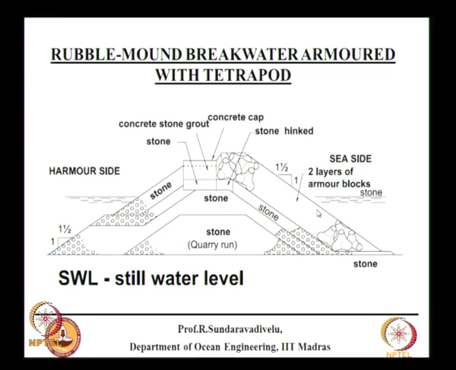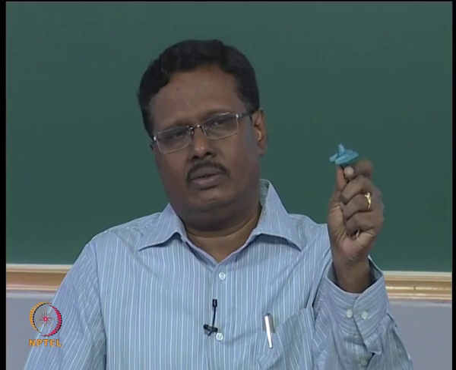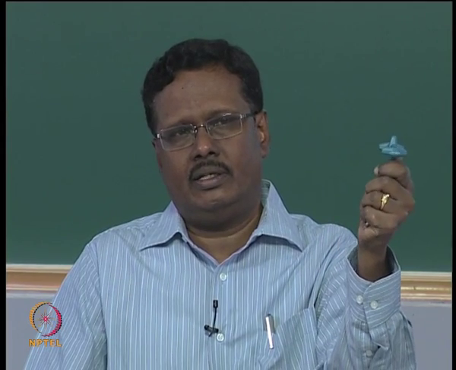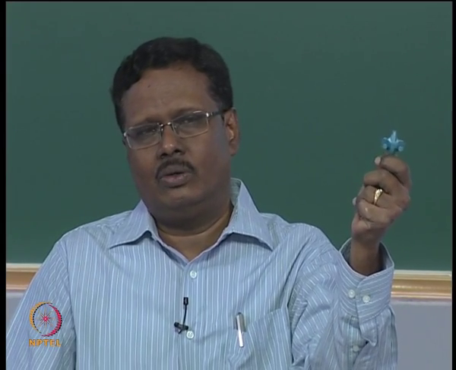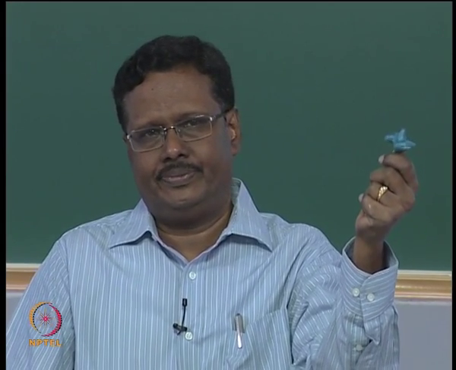So if you see this figure, what is written in the figure is 2 layers of armor blocks. We have to put 2 layers. Suppose you use this type of tetrapod, we should put only 2 layers. If it is stone also you have to put 2 layers, but with this core lock we can put a single layer alone. But this is a patented technology, you have to pay some royalty for this. In Ennore port they have used this armor layer.